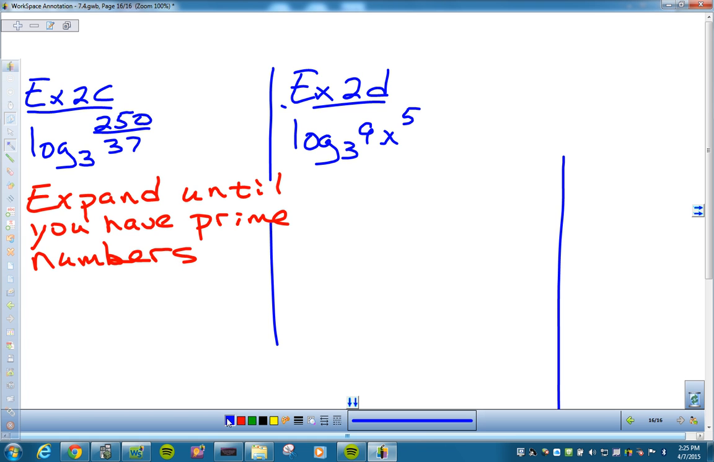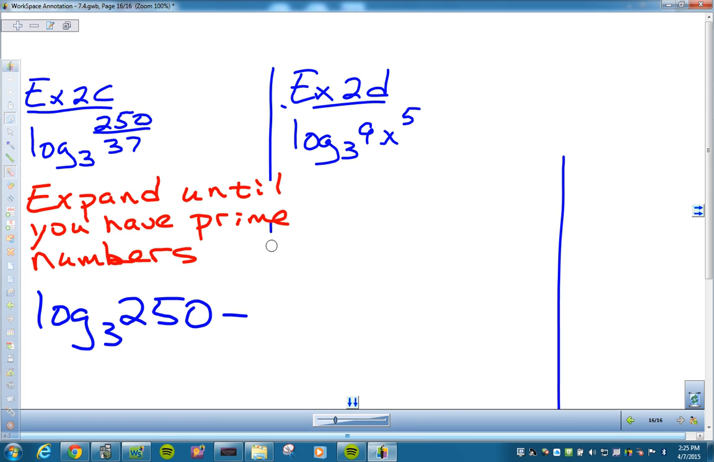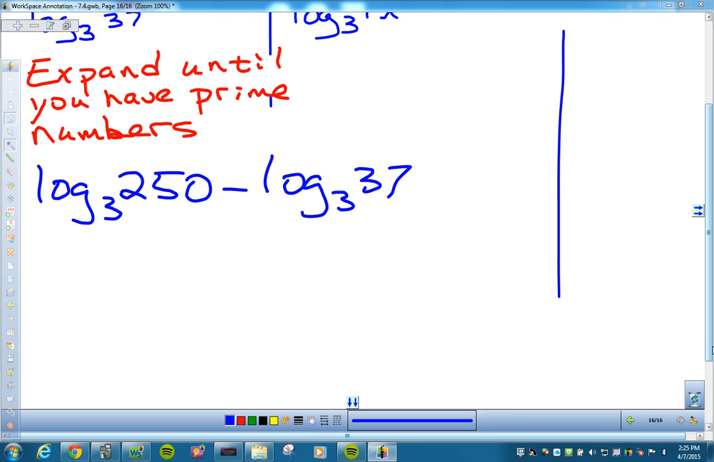So we're going to rewrite this. We're going to go log base 3 of 37. I'm just going to deal with this one first, but I'm going to rewrite this other one as well. So this is the prime number, 37. So we're done with that piece. But this one, 250, we have to divide it out. What's the smallest prime factor of 250? Smallest is 2. Okay, so we're going to divide it out. Log base 3 of 2 plus, because these numbers multiply to get 250, plus log base 3 of 125.